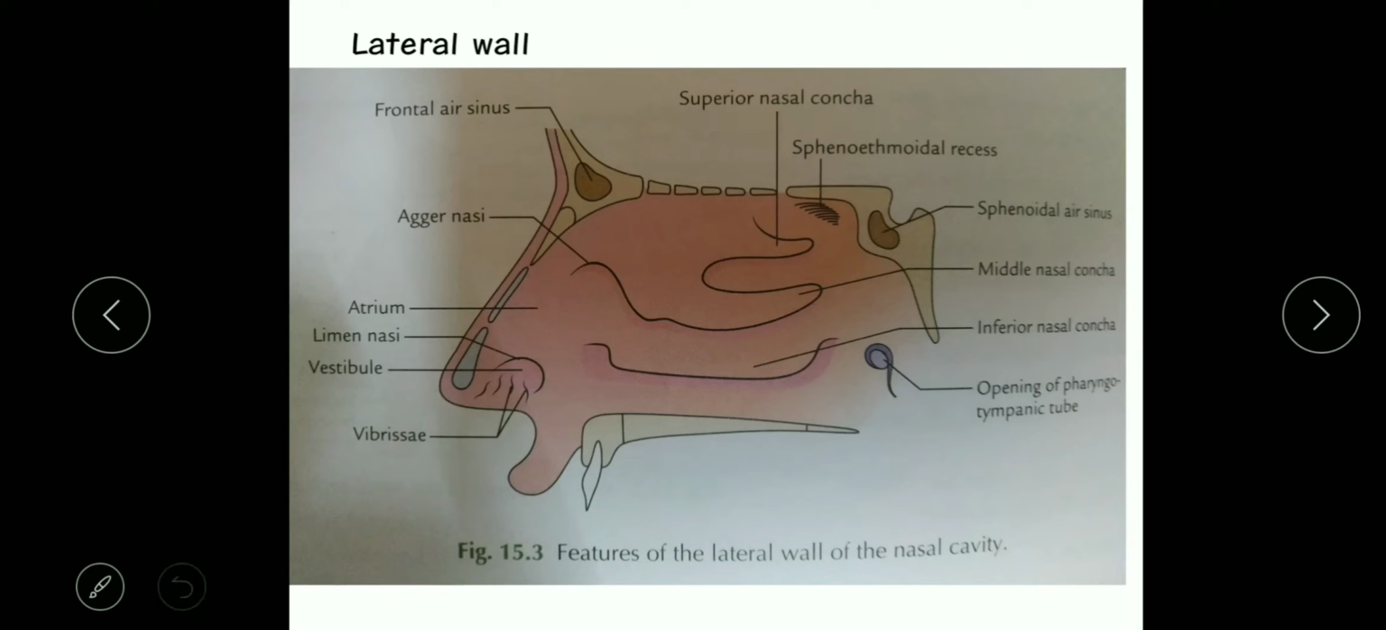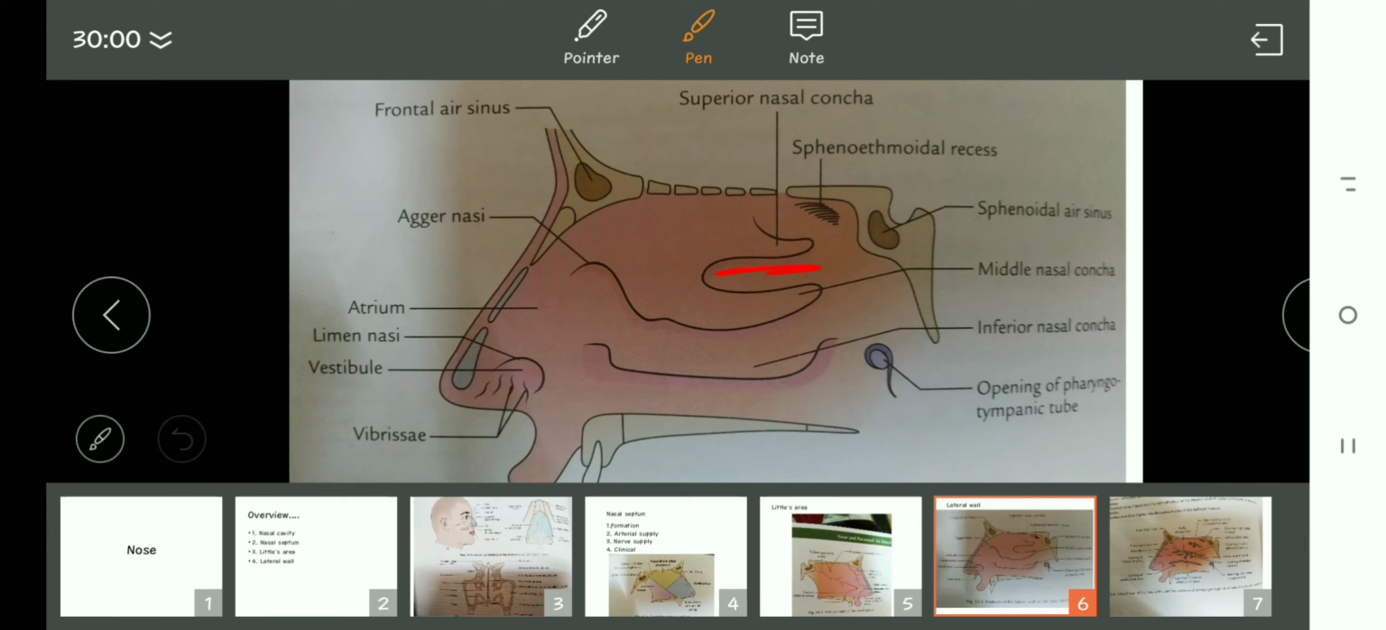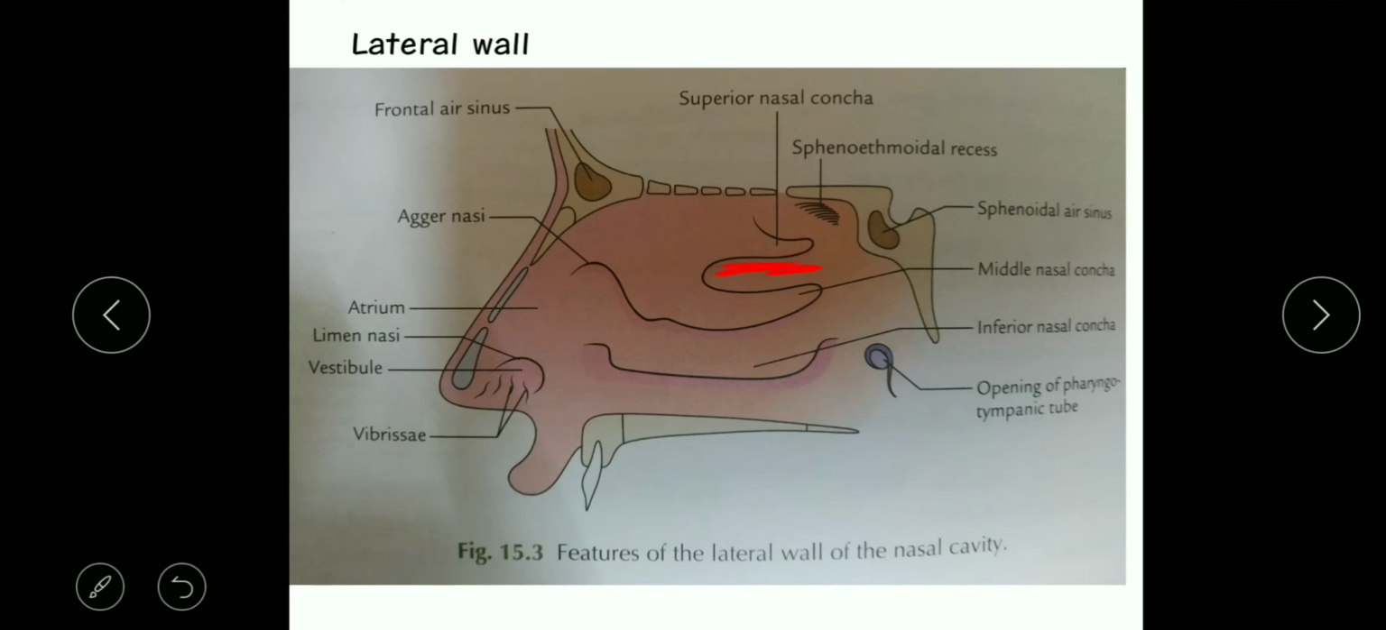Meatus. There are three meatus: superior meatus, middle meatus, and inferior meatus. Superior meatus lies below the superior concha. So this is the superior meatus. Middle meatus lies underneath the middle concha. It represents ethmoidal bulla and hiatus semilunaris. Ethmoidal bulla is a rounded elevation produced by the underlying middle ethmoidal sinus, and hiatus semilunaris is a deep semicircular sulcus below the bulla.